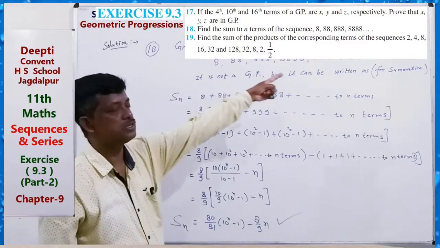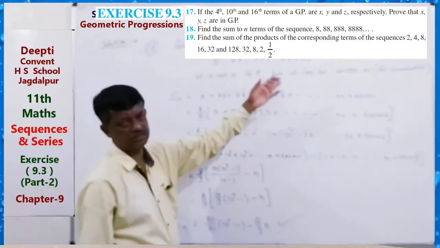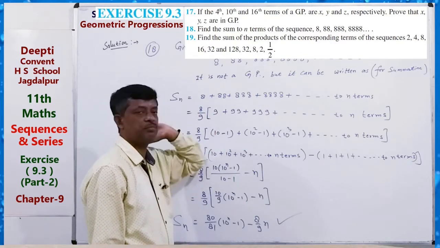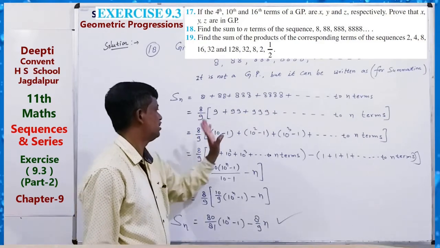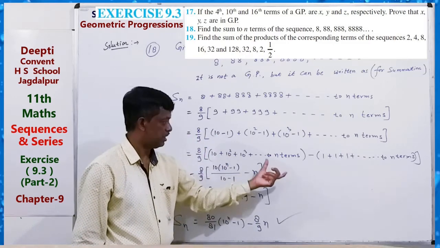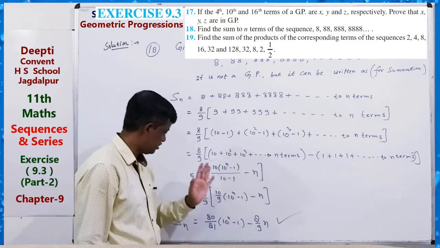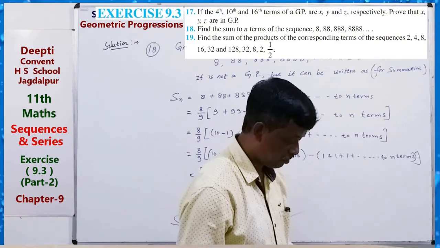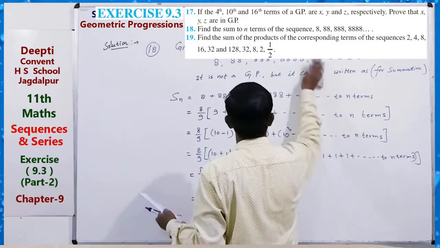So for this type of series, 8888, 7777, 6666, 5555, any numbers, just take common: here 8, then 5, then 6. Then multiply by 9 in numerator and denominator. So you can write 9 as 10 minus 1, 99 as 10 square minus 1, and so on. Break it into parts. This is a geometric series, and this is 1, 1, 1 up to n. So you can write Sn equal to this. By using this type of technique, you can get the summation. Okay. Now, question 19.